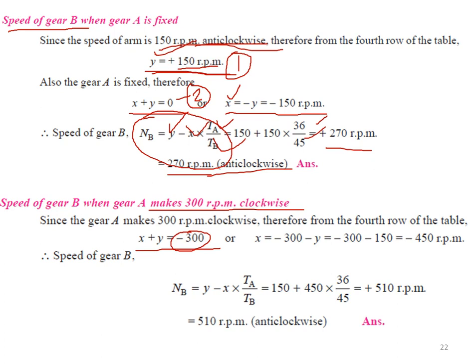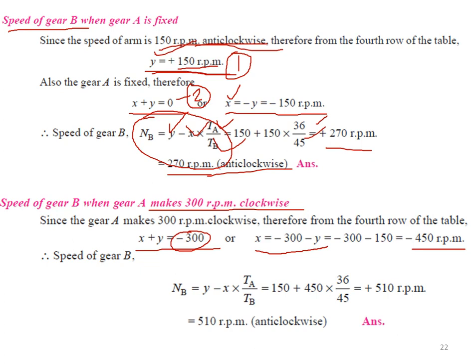So once you get X plus Y equal to minus 300, what do you get? Y remains the same, because Y is already 150 rpm. He has not changed that condition. So X is minus 300 minus Y, so you get X as minus 450. So now X is minus 450, and Y was already 150.